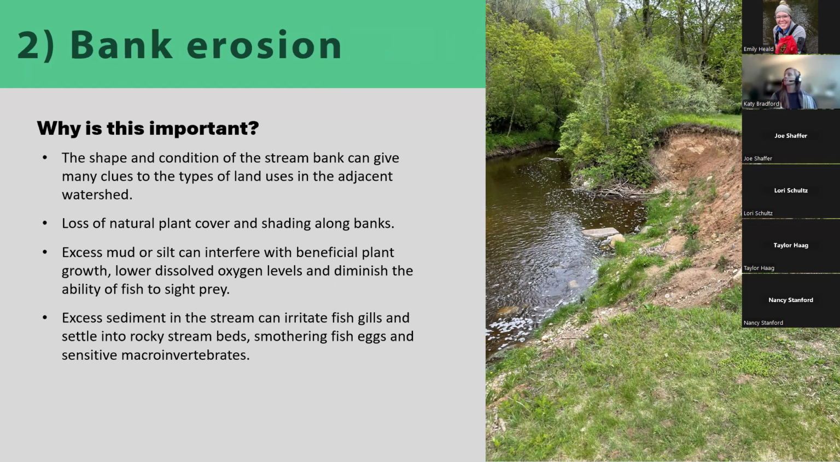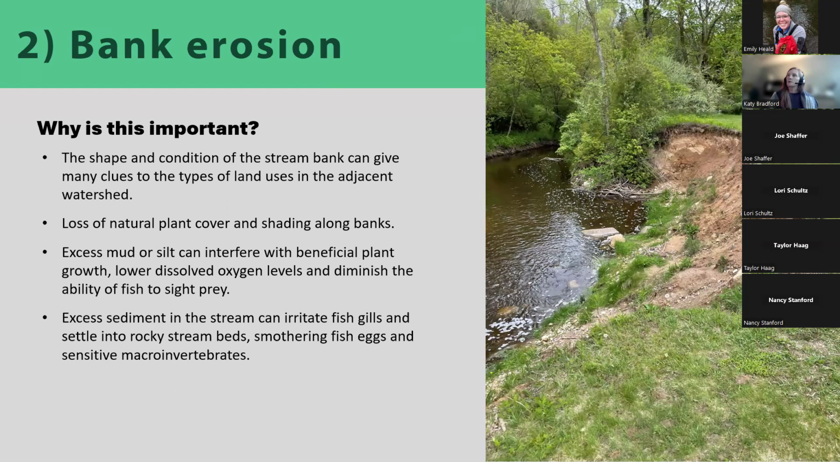So then you're going to look at bank erosion. This is important because the condition of your stream bank, like the really terrible erosion in this example, this is an extreme example, really gives you information about what is happening in the watershed around that stream, the land uses on the stream bank and in the broader watershed in the area, because that is going to affect the stream flow and the conditions the stream is being subjected to.